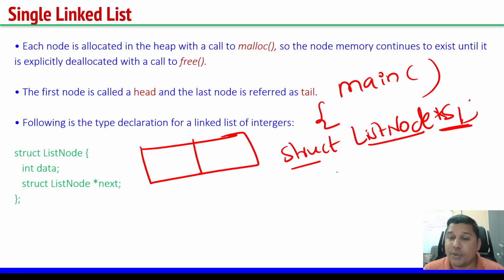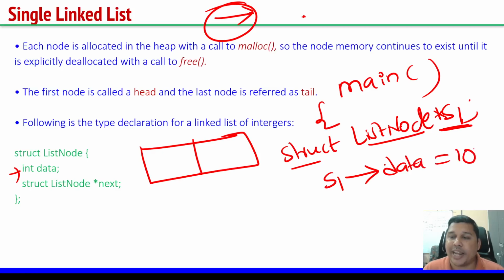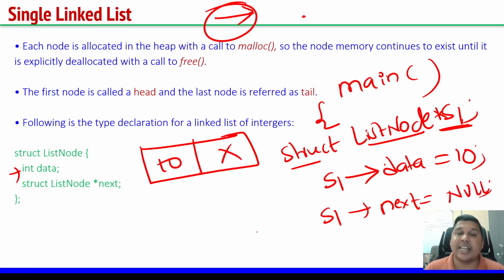There is no value. Now, using S1 arrow. Why am I using the arrow mark? Because it is a pointer variable. To access any variable inside this structure using a pointer variable, you have to use the arrow mark. In class you might have seen, to access the public members using an object we use dot. Using pointers, you have to use the arrow mark. So, if I write S1 arrow data equal to 10, here 10 comes. If I write S1 arrow next equal to null, here null is inserted.